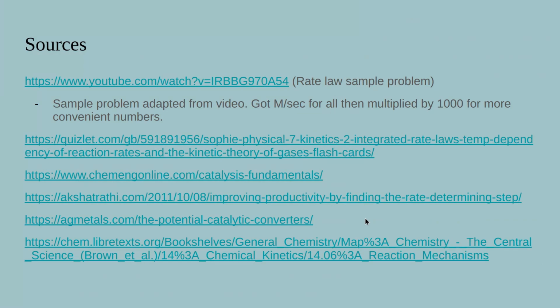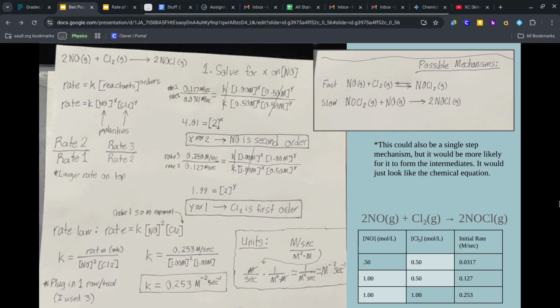By comparing experiments 1 and 2, we observe that the concentration of NO is doubled while Cl2 remains constant. The rate increases by a factor of 4. This is indicating that the reaction is second order with respect to NO. Comparing experiments 2 and 3, doubling the Cl2 concentration results in a doubling of the rate, confirming a first order relationship. This confirms our rate law of rate is equal to k NO squared times Cl2. Thank you for watching this video, and I hope you learned more about kinetics.